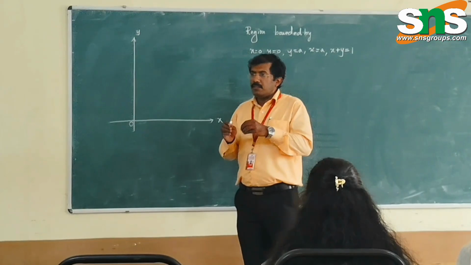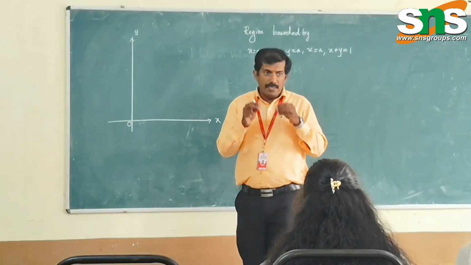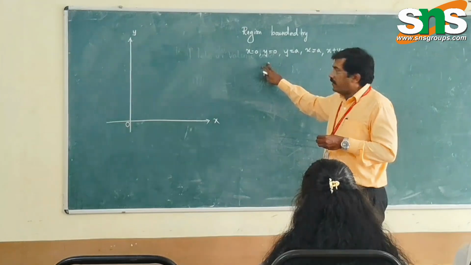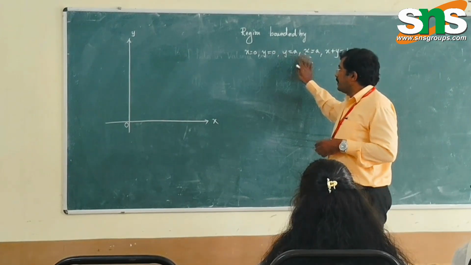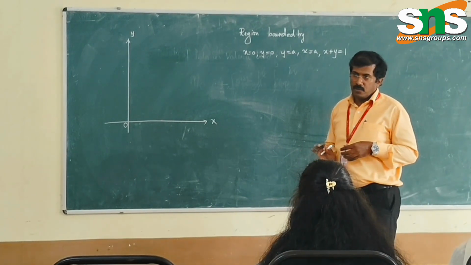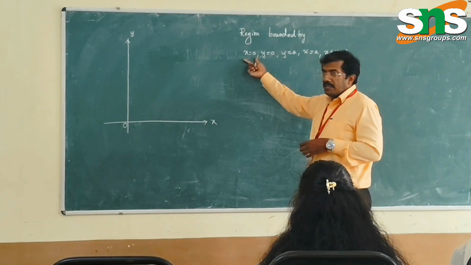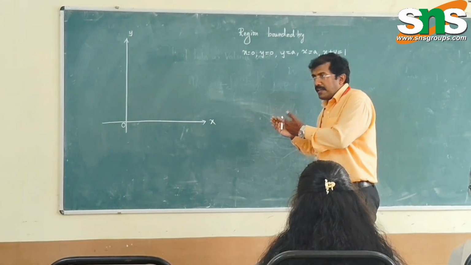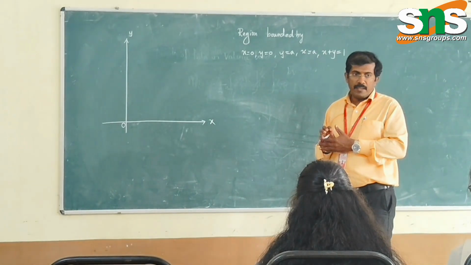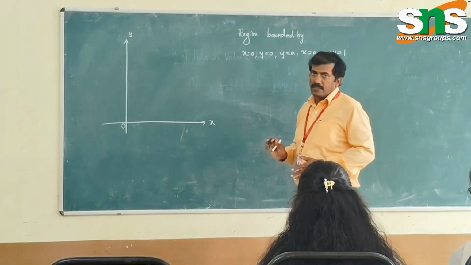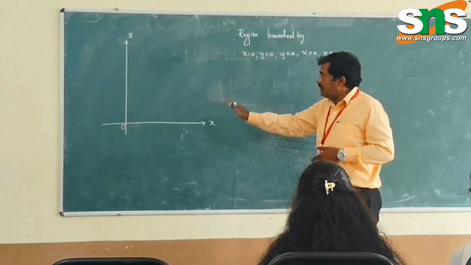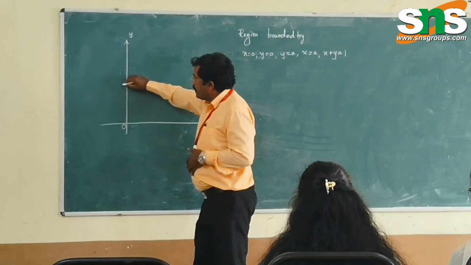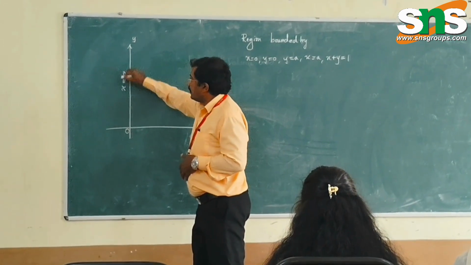So here the question is how to find the area for a given region, bounded by certain lines. So you know x equal to 0 is a line. Am I right? X equal to 0 is a line. Where does this line equation lie? It lies in the y-axis. Always y-axis equation is x equal to 0.